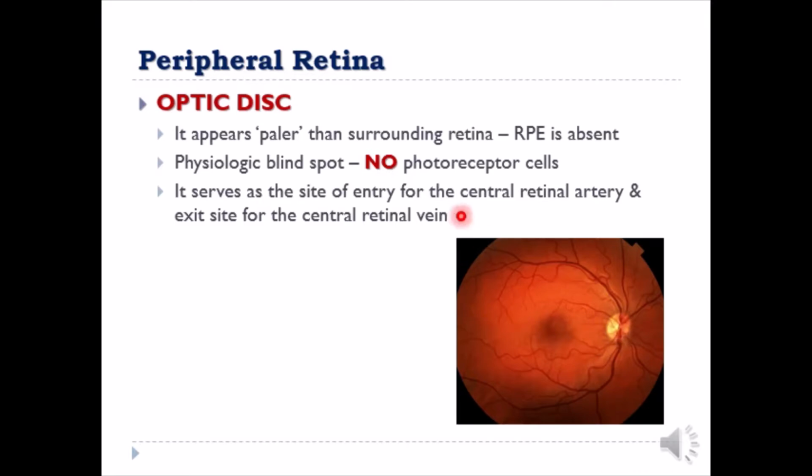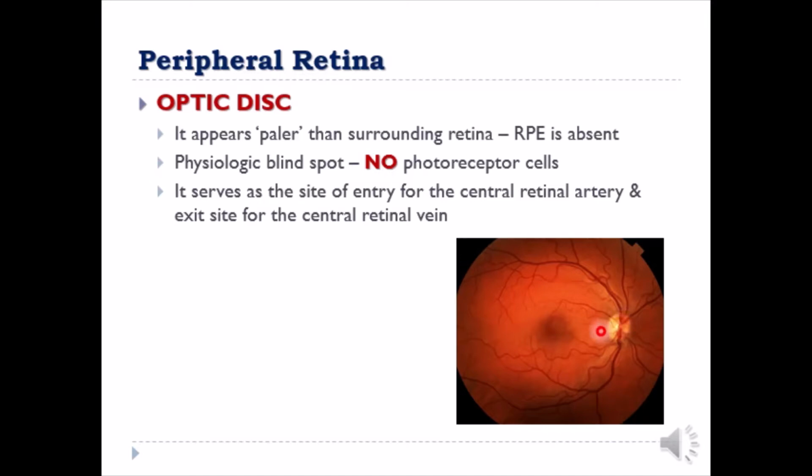And also there are no photoreceptor cells present in the optic disc, that is why this is also known as a physiological blind spot. Okay, so when the light hits on the optic nerve head, we will not be able to see the light, so we have a blind spot in our visual field. Probably when I'm meeting you after the break, I will be able to demonstrate the blind spot to you.